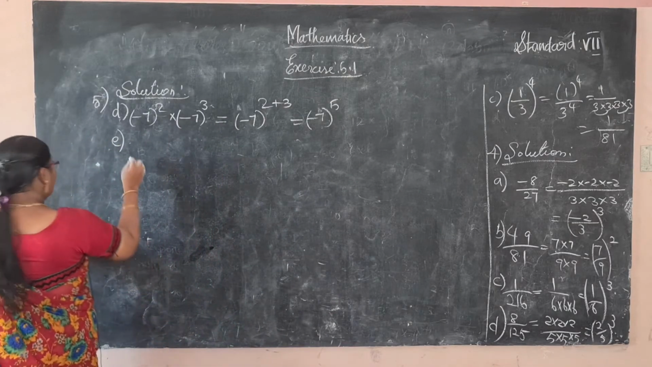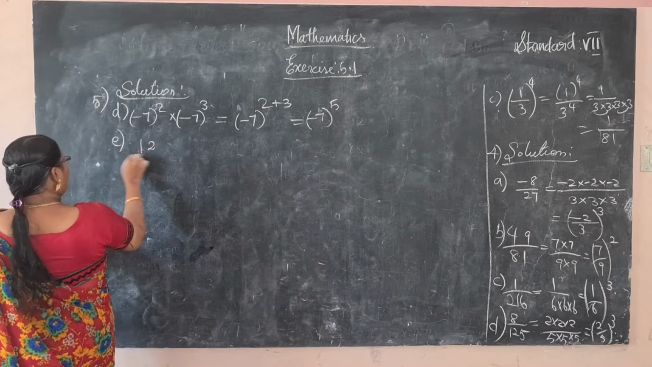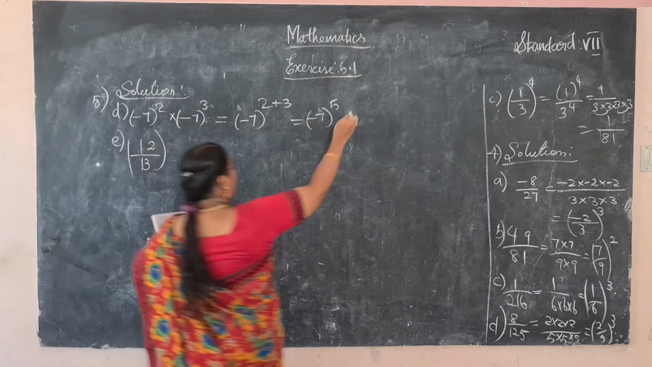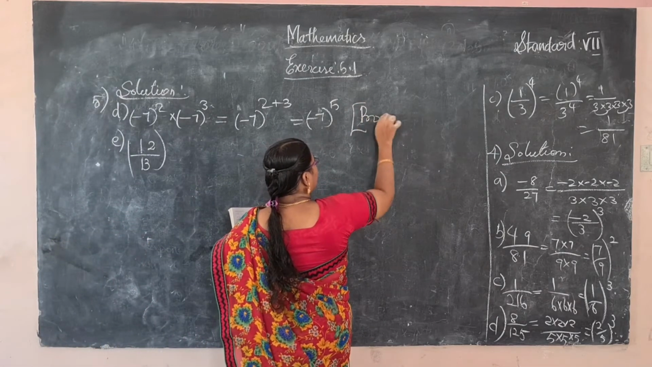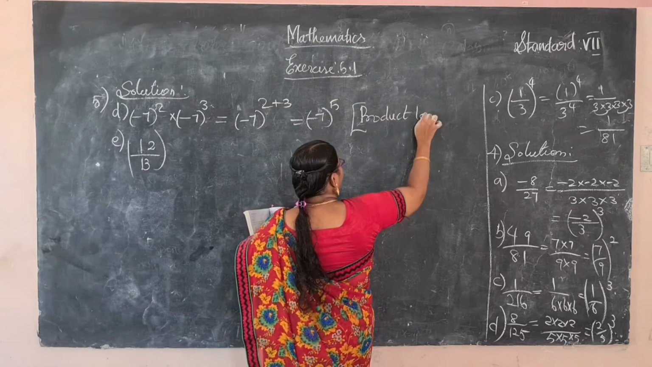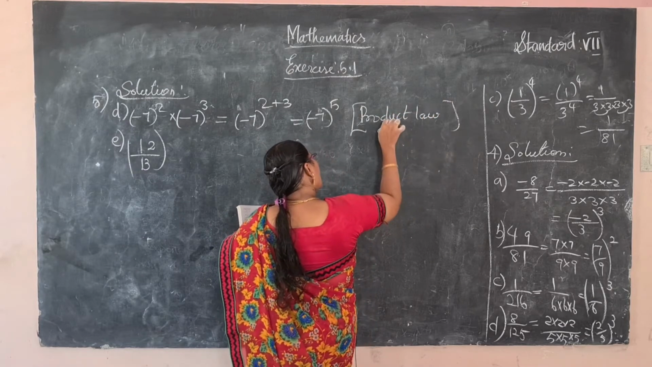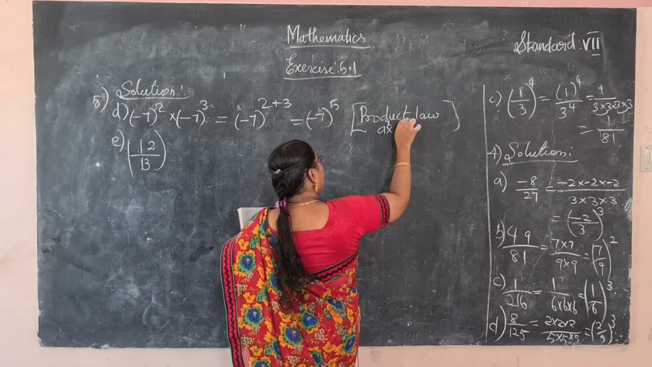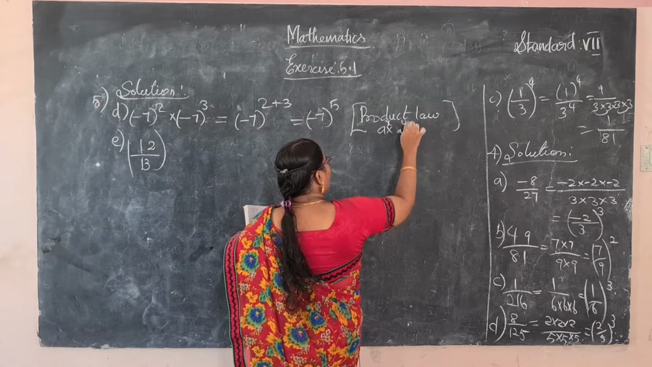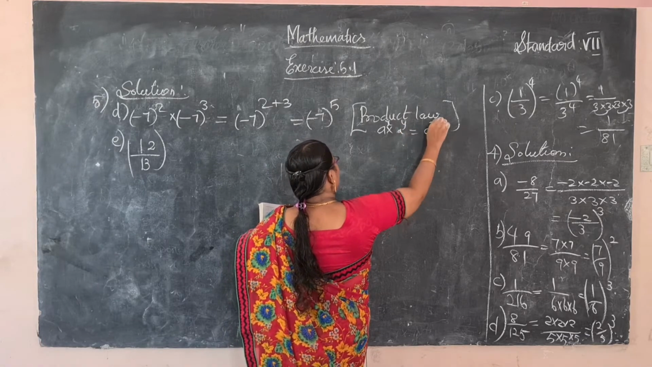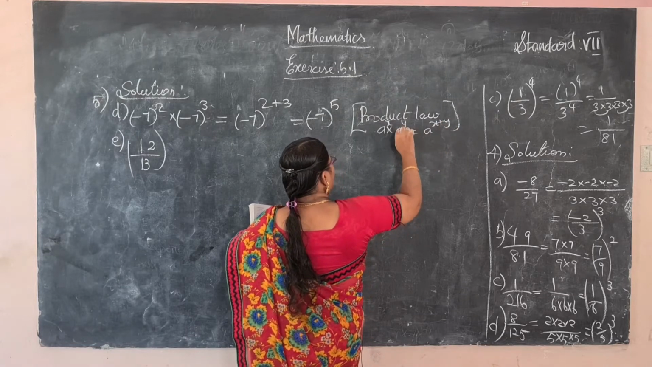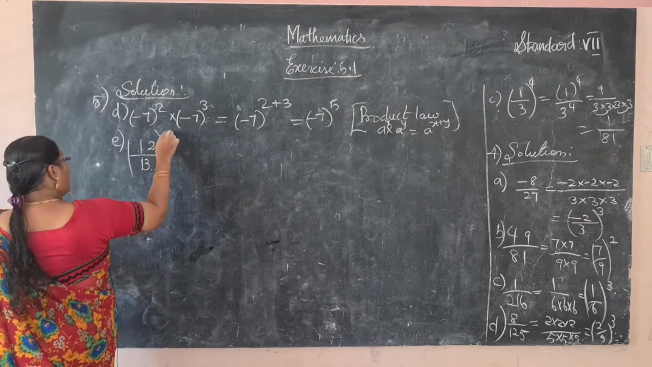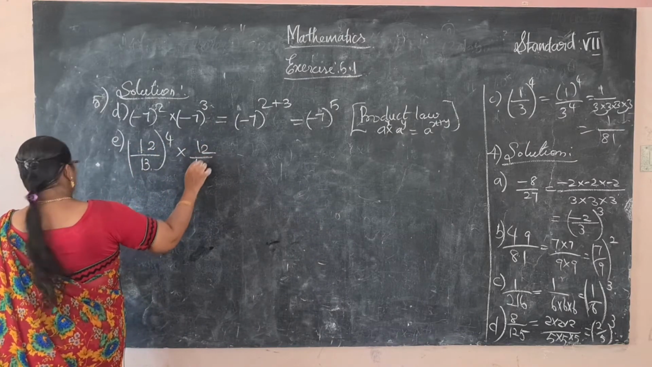And next one, 12 by 13. It is told to write as a single exponent. In this place you will write product law. What is the product law? a power x into a power y is equal to a power x plus y. Okay, right.